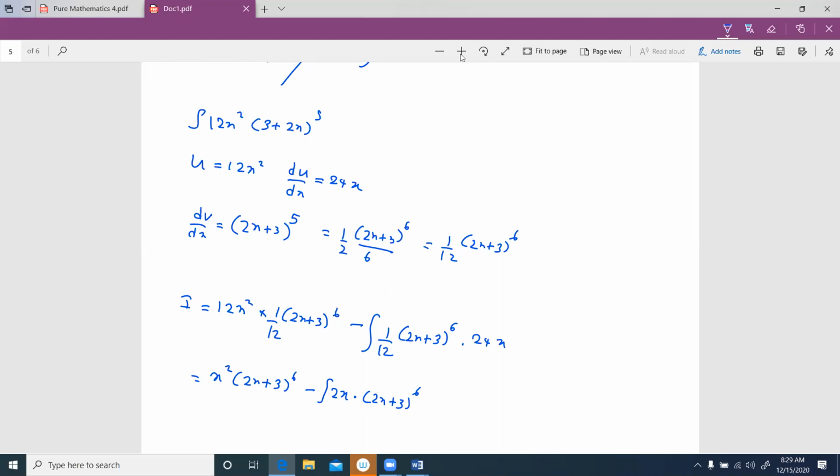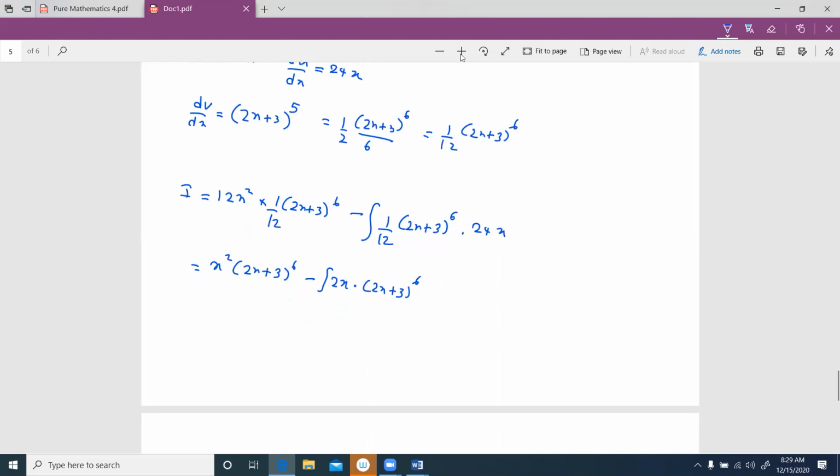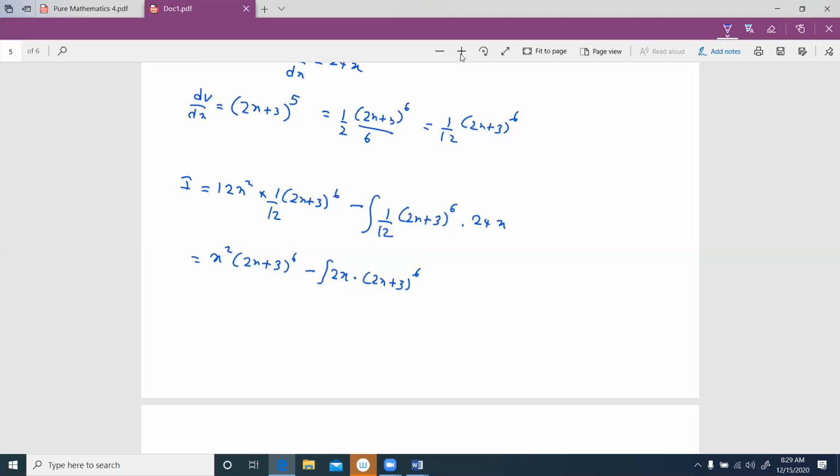Right. Okay. Now what you can get here is that again you can substitute. You can put the uv formula for this. I becomes uv, u equals 2x. Therefore, du by dx is equals to 2. dv by dx is equals to 2x plus 3 to the power 6. Therefore, v becomes 1 over 2, 2x plus 3 to the power 6 plus 1 is 7 over 7. Right, this turns up to 1 over 14, 2x plus 3 to the power 7.